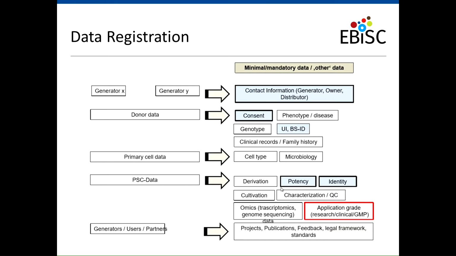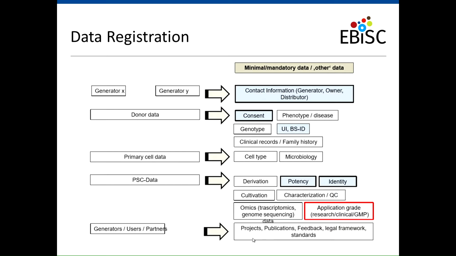I'll go back to the diversity of assays a little bit later, and what kind of problems that causes. Here also data on cultivation, characterization, QC, omics data, genome sequencing data. This all belongs here. Also the application grade. So is this a GMP line or a non-GMP line, or clinical grade line in a way, can be entered here. And finally, we want to have some feedback from the generators or from users of the line, like what kind of projects these lines are being used in.